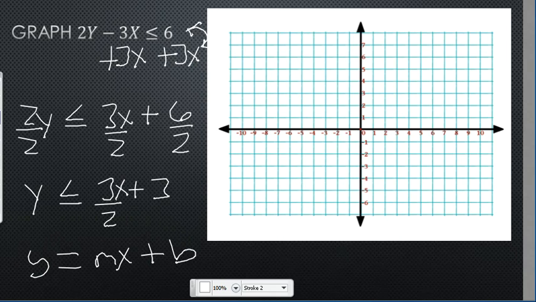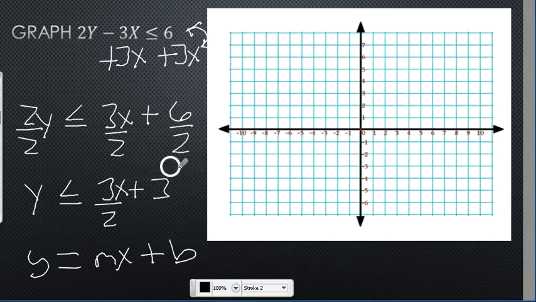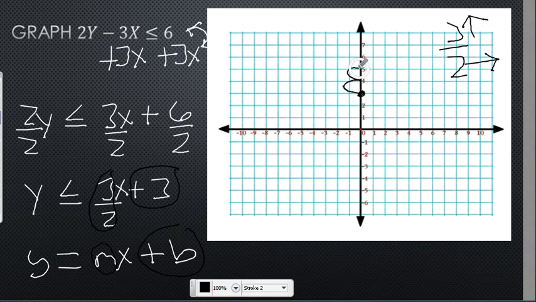Okay, so now our inequality is in slope-intercept form. We're going to go ahead and graph. So first thing that we do is we plot our y-intercept. We know that this line is going to cross the y-axis at 3. And then we use our slope, which is 3 over 2. Right, so our slope is 3 over 2. That means we're going to move up 3 to the right 2. So from our y-intercept of 3, we move up 3: 1, 2, 3, to the right 2.